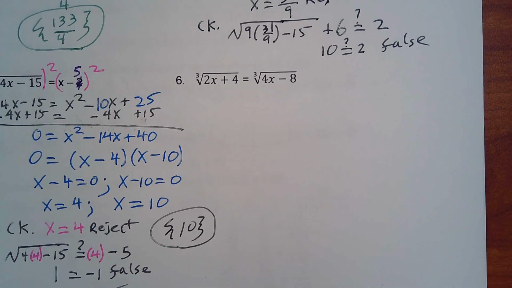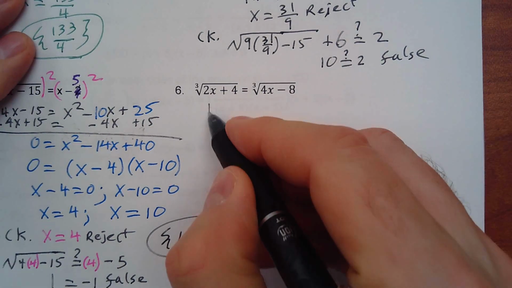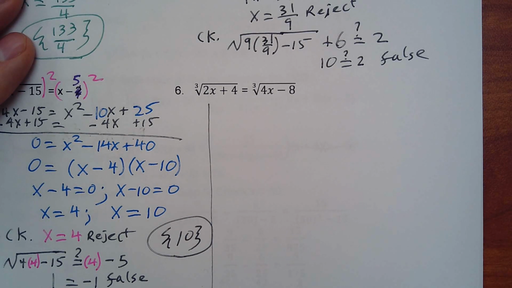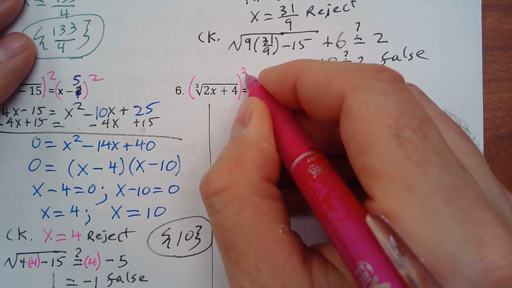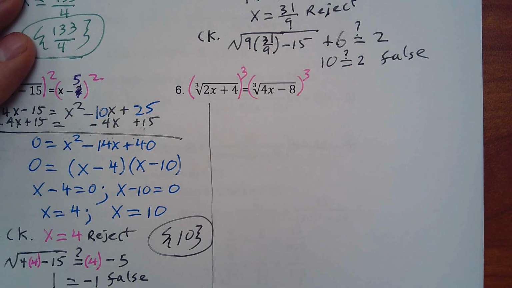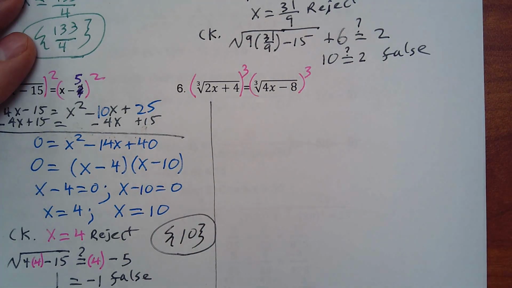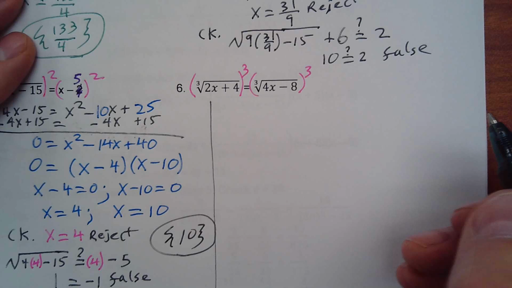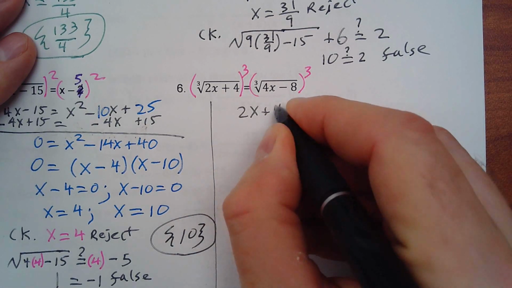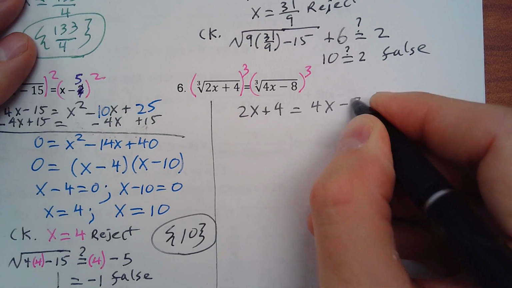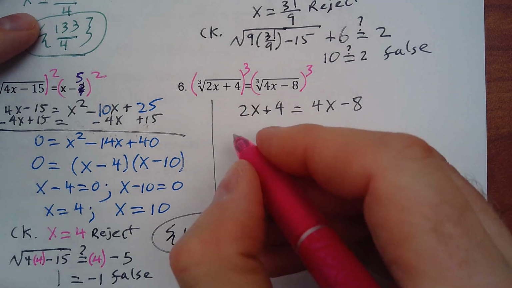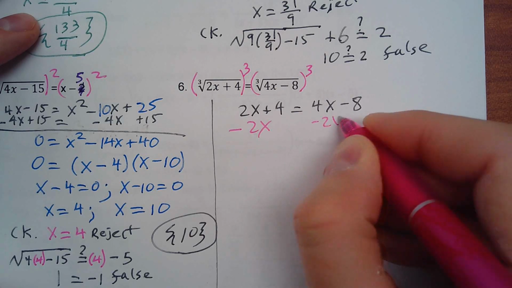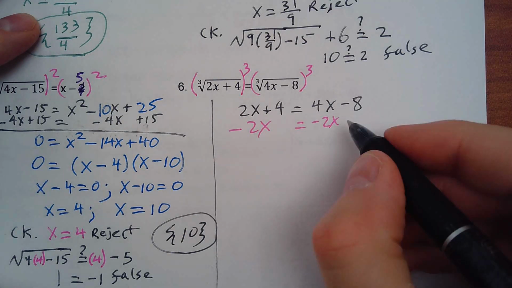Now let's take a look at this last one here. So my index here is odd, so actually I don't have to worry about doing the check. That's nice. So I'm going to cube both sides. And here's the nice thing, since they both have an odd root, both the cube root, when I cube I just get 2x plus 4 on this side and 4x minus 8 on the other side. And it makes it really easy. Remember, I want to get my x's on one side, numbers on the other side. So I'm going to subtract 2x from both sides. And let's go ahead and add 8 to both sides.